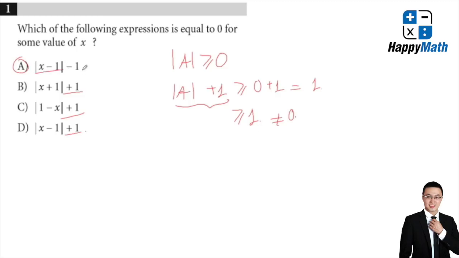That's for A. The absolute value minus 1 can equal 0. It means the absolute value will equal 1. Okay, so A is my final answer.